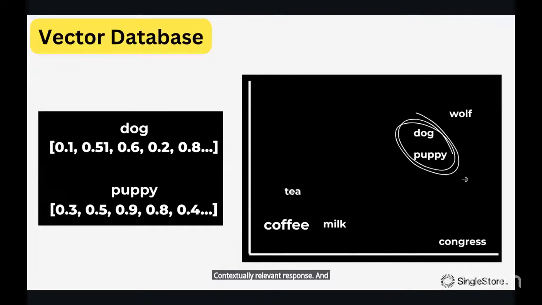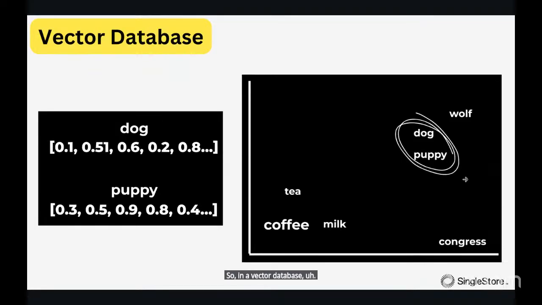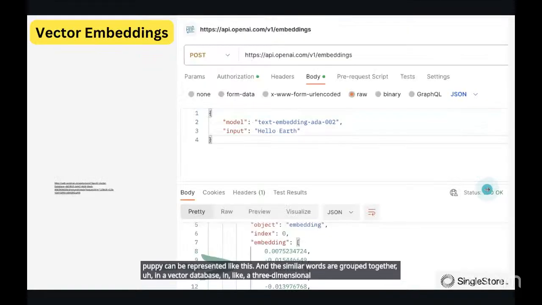And when we talk about RAG and Gen AI, we also need to talk about vector databases. In a vector database, this is how the representation takes place, in the form of vector embeddings. The dog can be represented like this, and the puppy can be represented like this. Similar words are grouped together in a vector database in a three-dimensional or two-dimensional space.